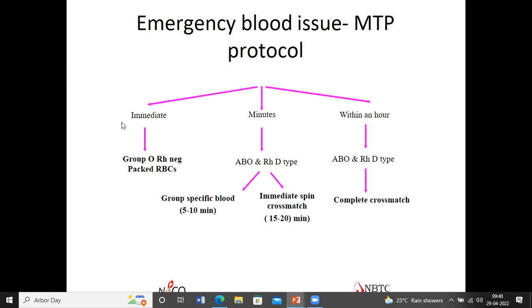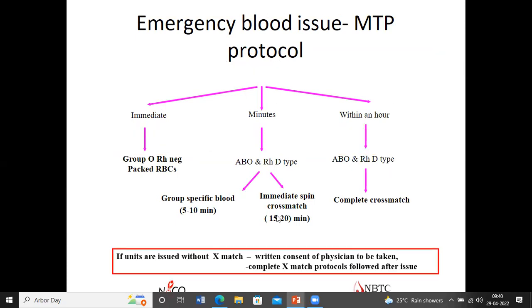For immediate use, they can give you O negative packed RBCs. Within minutes, they can provide a group-specific blood group, but it takes about an hour to have a proper cross-matched blood. And whenever you decide on giving an uncrossed matched blood, you have to take the consent.